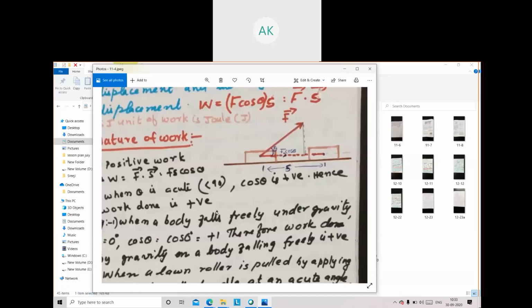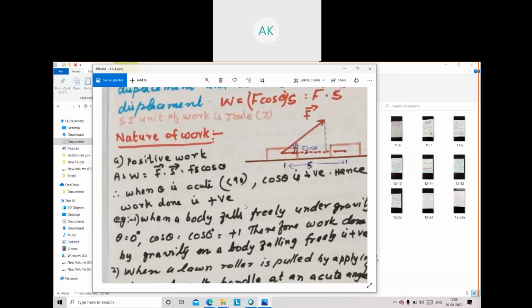Can you tell one example for work done, positive work done? Anyone? Tell one example, I'll ask. Midun, can you tell an example for positive work done? Two examples I have given here. Another example. Both should be in the same direction. Force and displacement should be in the same direction. That's all.